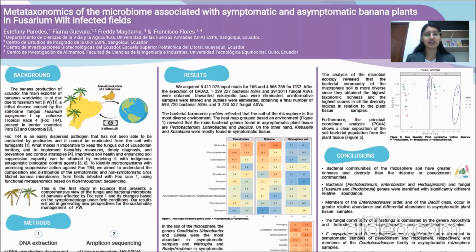We aim to understand the composition and distribution of the microbiota of symptomatic and non-symptomatic Gros Michel banana from fields infected with Fusarium oxysporum race 1 using functional metagenomics based on high-throughput sequencing. This is the first study in Ecuador that presents a comprehensive view of the fungal and bacterial microbiota of bananas affected with Fusarium race 1 and its changes based on symptomatology under field conditions. Our study will aid in generating new perspectives for the sustainable management of Fusarium Wilt.